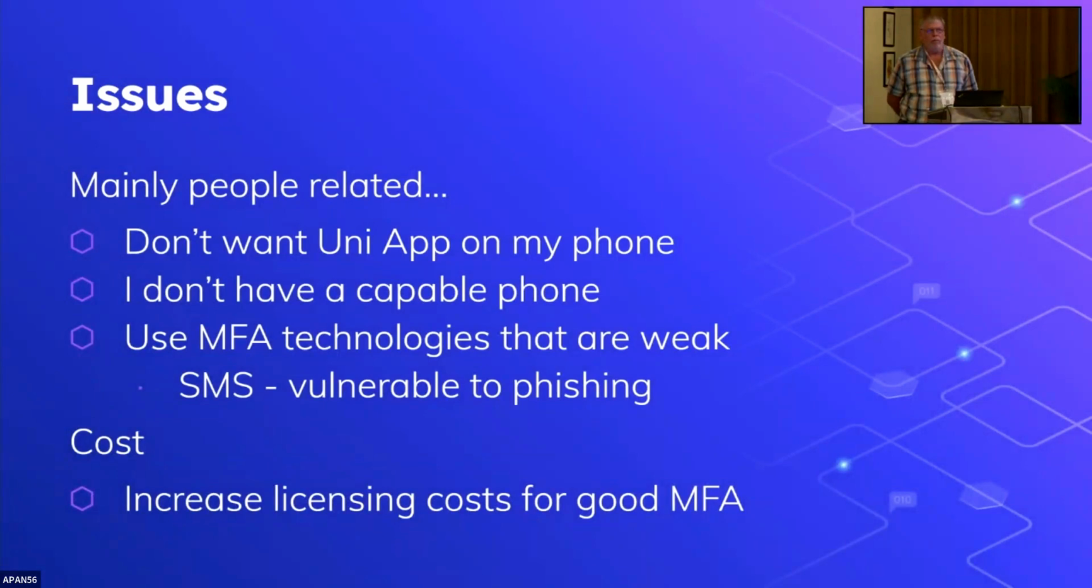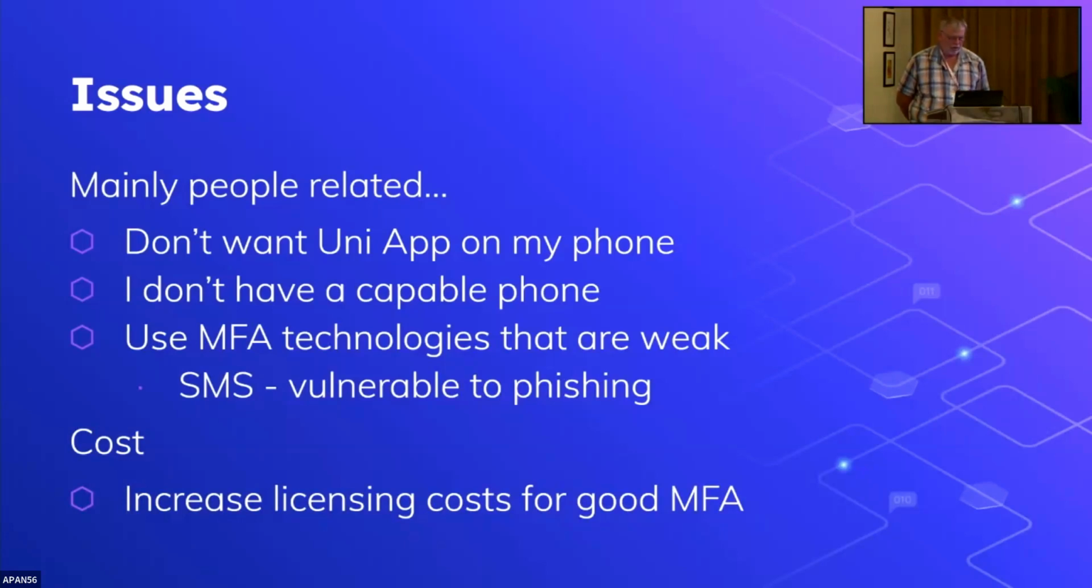When it first started, a lot of pushback was from users who said, "I don't want a university app on my personal phone. I don't want to have your authenticating tool on my phone. Either buy me a new phone or provide me another mechanism." Many students don't have capable phones of running a multi-factor app, and they tended to fall back to the weaker types of technology because they tended to be cheaper options, such as SMS, which, as I mentioned earlier, are vulnerable to phishing and will be eventually deprecated as an option.